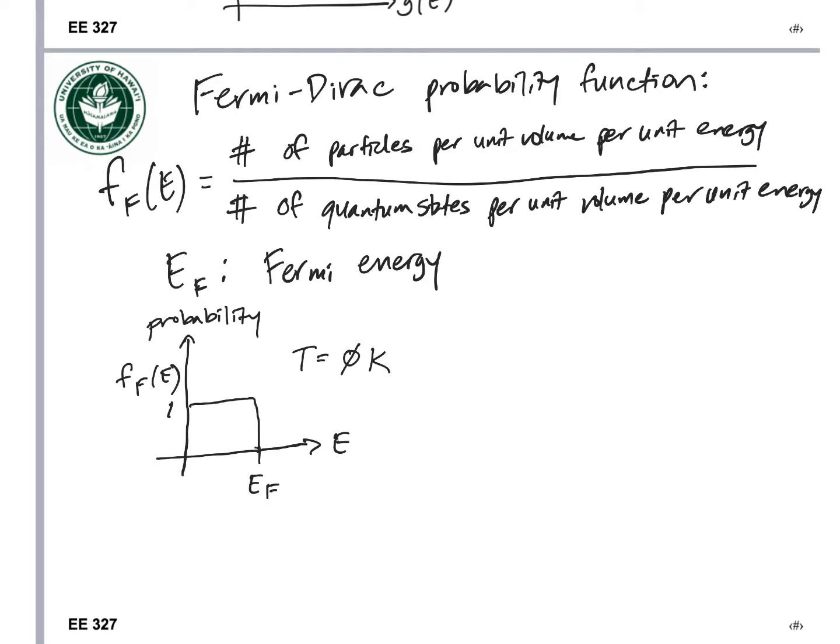This makes sense, but we usually don't use semiconductors at absolute 0. So let's look at a different case. We'll say the temperature is something greater than 0 Kelvin, and we look at the same probability curve.